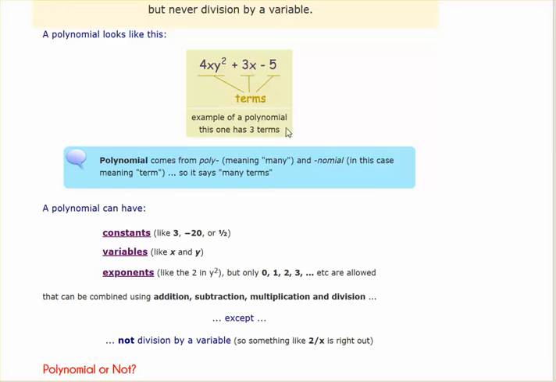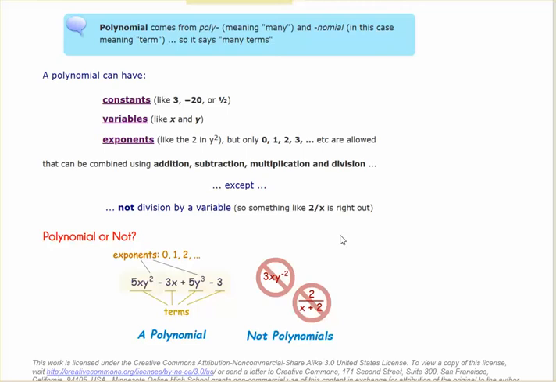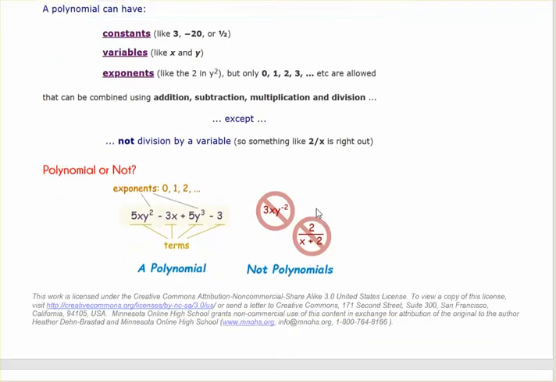That's fine too. But something like 2 divided by x, it will never have x to the, like, a negative exponent, because that's the same as dividing by x. These terms are separated by plus or minus signs, so these are examples of polynomials and these are not polynomials.